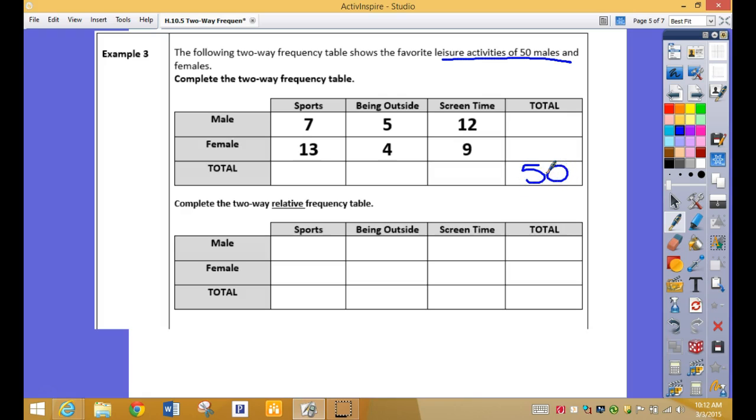Now let's see if this works out. Are there any errors in this table? What is 7 plus 5 plus 12? 24. What is 13 plus 4 plus 9? 26. If I add these together, do I get 50? Yeah. So far, so good. 7 plus 13 is? 20.